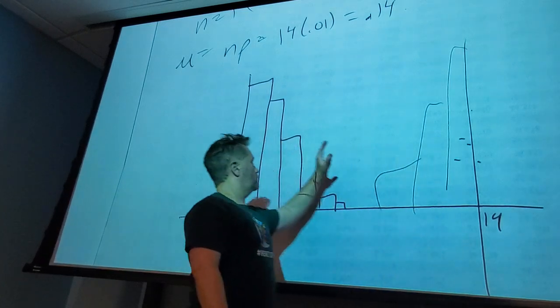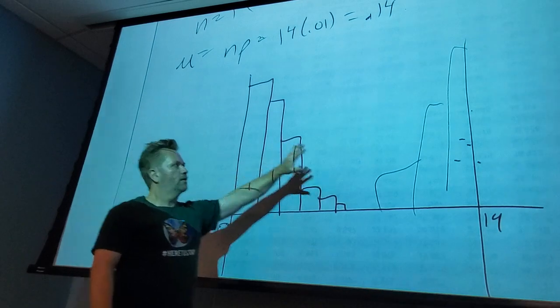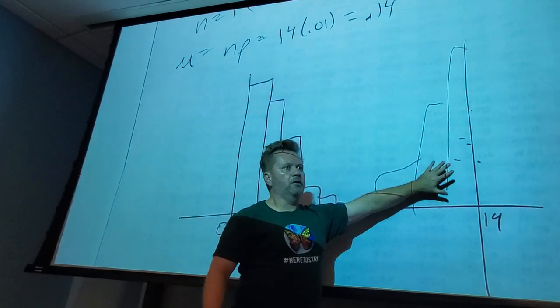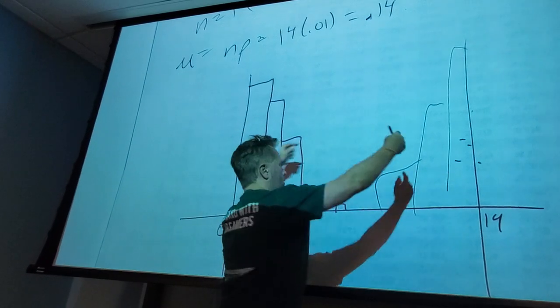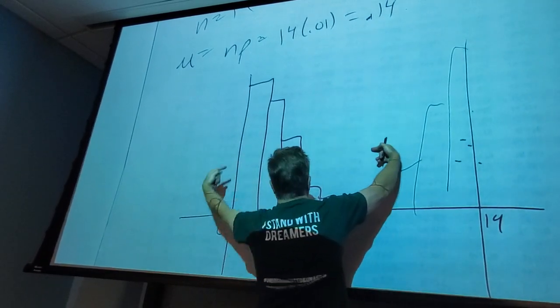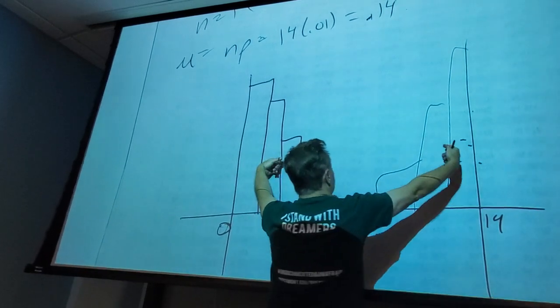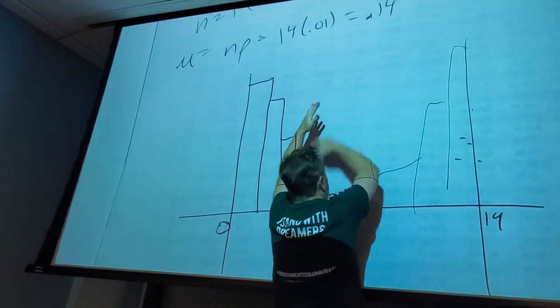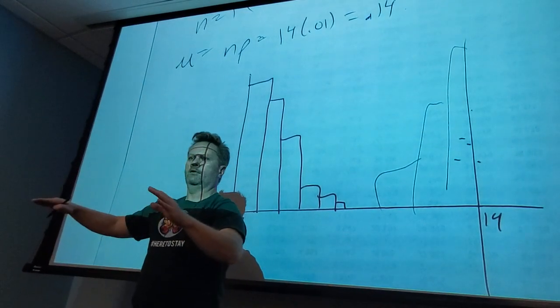All right, so this would be the expected number of successes, NP. This would be the expected number of failures, NQ. So I need this to be in the middle. I need the mean and the number of successes and number of failures to be somewhere in the middle, so it's got room to go up and room to come down.